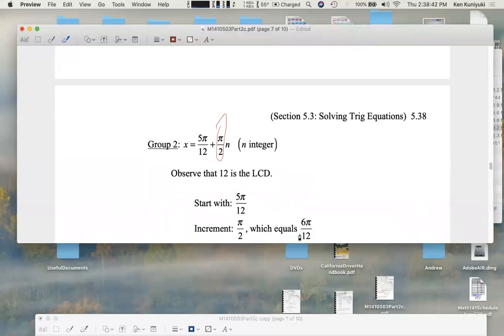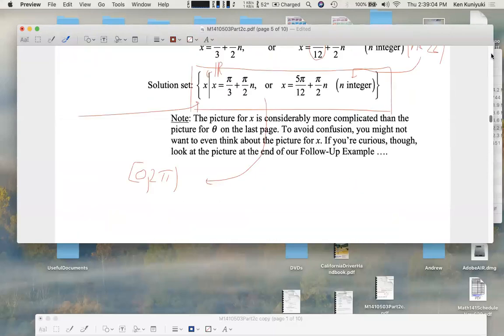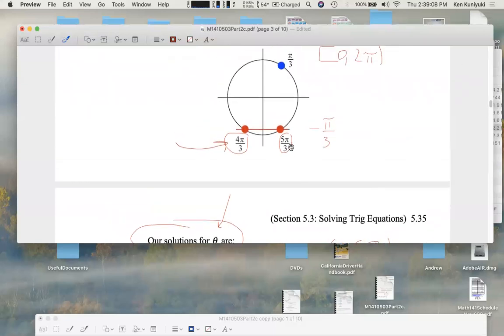But we want that in terms of twelfths. Pi over 2 times 6 over 6. Pi over 2 times 1 in the form of 6 over 6 gets us 6 pi over 12. So we're going to start with 5 pi over 12, and we're going to keep adding 6 pi over 12. Now, again, 5 pi over 3 was our smallest non-negative representative for this point over here. So it turns out we won't have to subtract.